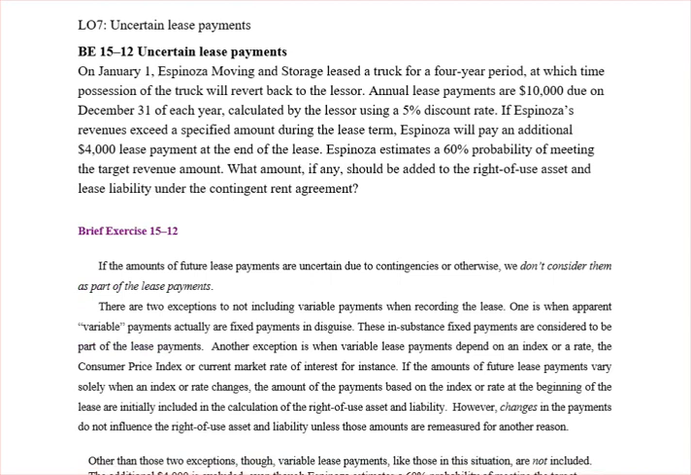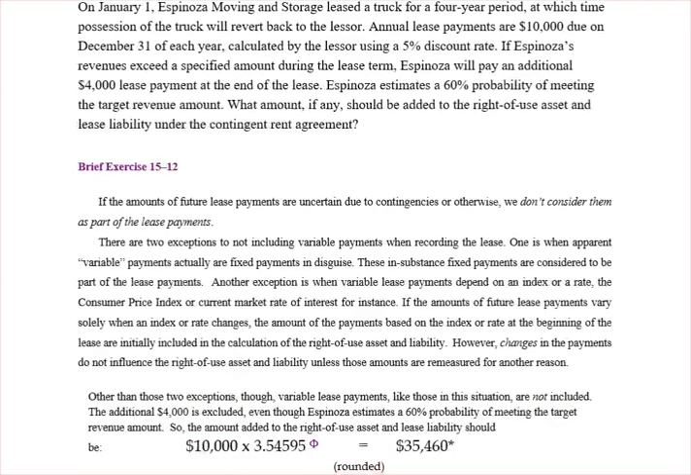Uncertainty in lease payments. When there's uncertainty associated with lease payments, and there's so much uncertainty that you can't say that you're reasonably certain, you generally do not include them. Okay? There are two exceptions to that, and the exceptions are listed here. When you have these two exceptions, then you should change the way in which you record things. Otherwise, you don't.